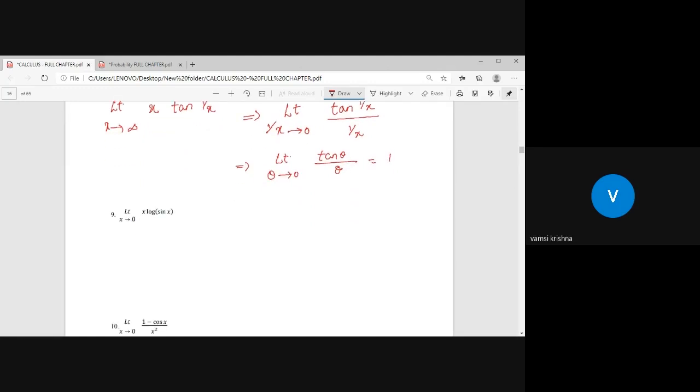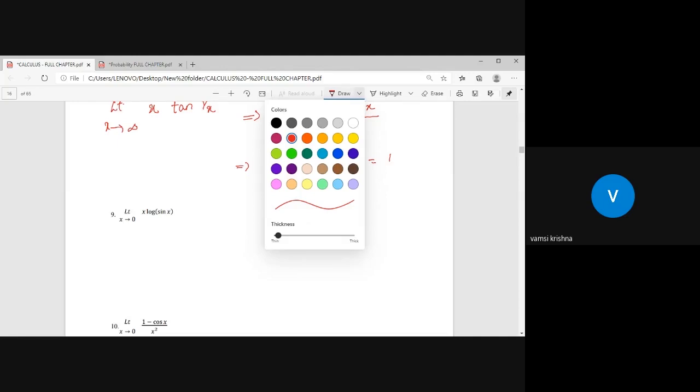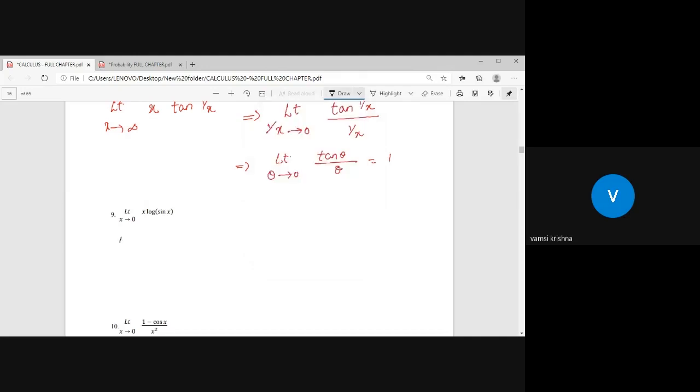Okay, see this example, x into logarithm of sin x. My logarithmic value is sin x. So limit x tends to 0, logarithm of sin x power x. I want to write this x as power of sin x. Yes, x log a can be written as log a power x, no problem.